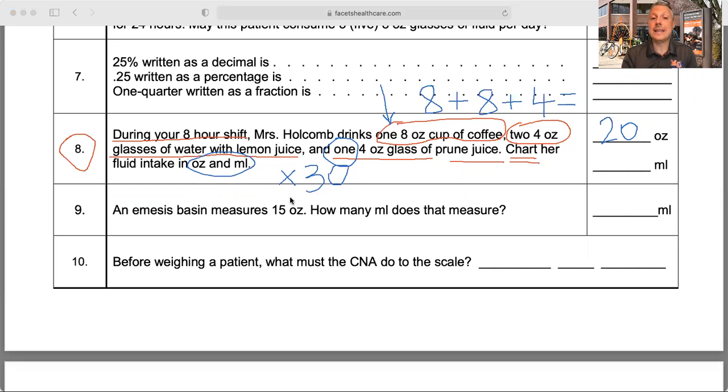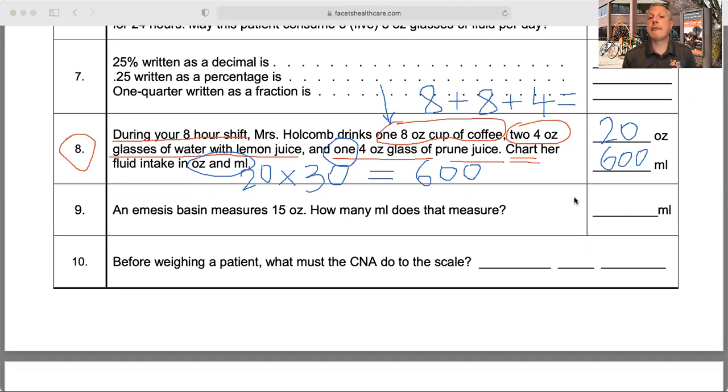So 20, which is the total in ounces, times 30, and we know 2 times 3 is 6, and then all we have to do is add a couple of zeros as we see them there, one from the 20, one from the 30. So we have 600 mLs in total for this intake.